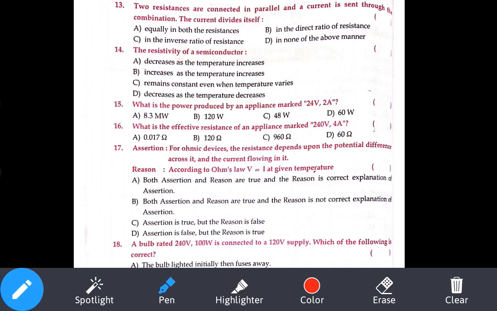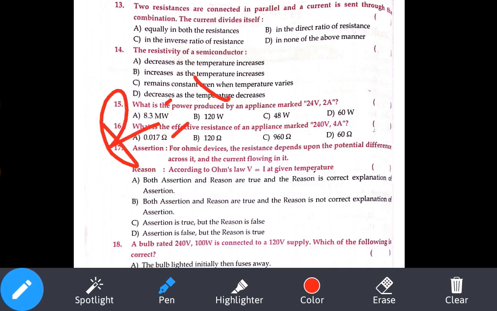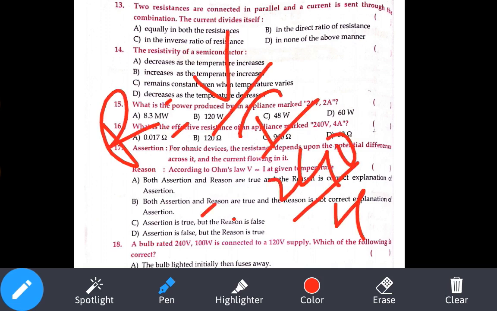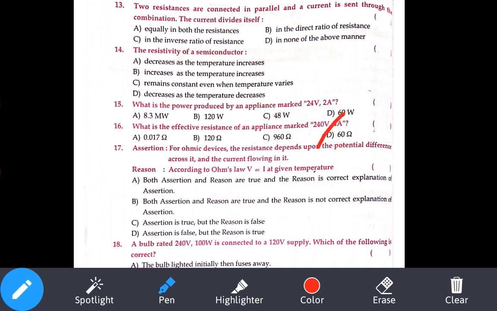16th question: what is the effective resistance of an appliance rated 240 volt and 4 amps? They are asking resistance. V is equal to IR, right? Resistance means when you bring this I to the left side, we get R is equal to V by I. So 240 by 4. 6 fours are 24, so 60 is our answer. 60 ohms.